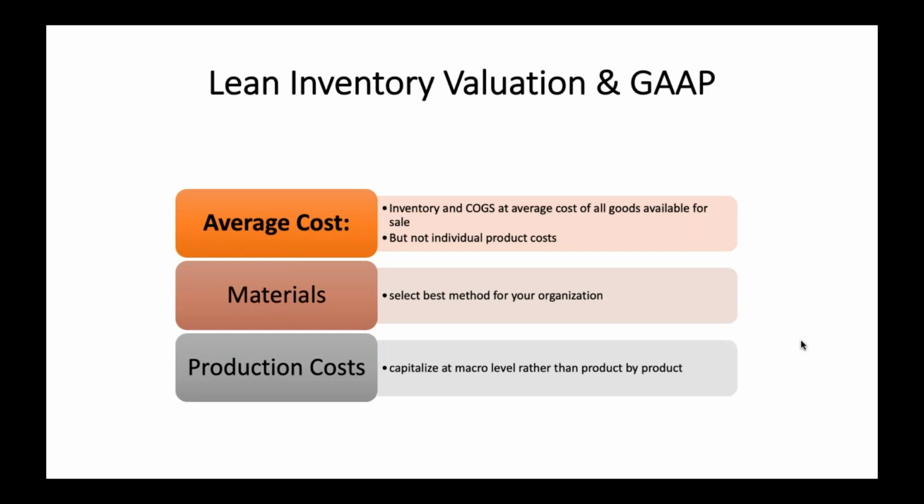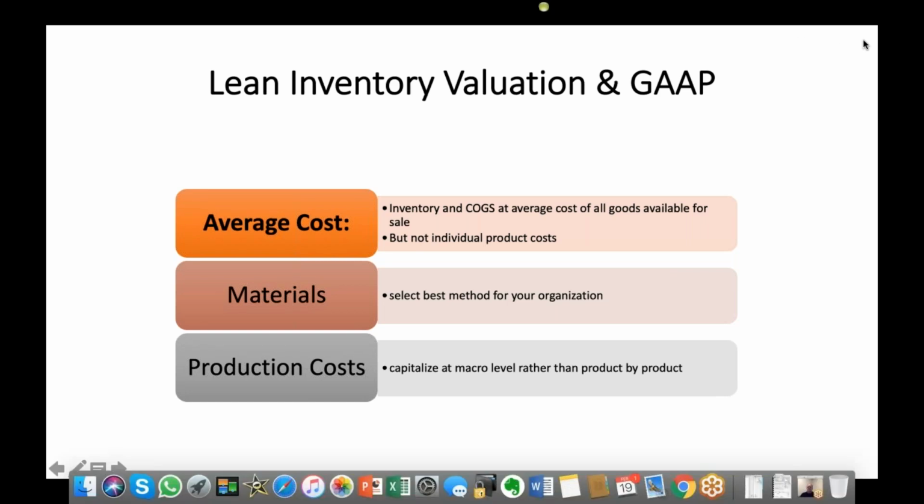So, what cost flow assumption do lean inventory valuations use? That is average cost, where inventory and cost of goods sold is at the average cost of all goods available for sale. This is not necessarily done at the individual product cost level. We try to, especially for the labor and the overhead capitalization, which I'll show you some examples of later. So for the material portion, select the best method for your organization, and we're going to talk about that in a second. And for production costs, capitalize at the macro level rather than product by product. That's sort of the general framework, and you comply with GAAP in this way.